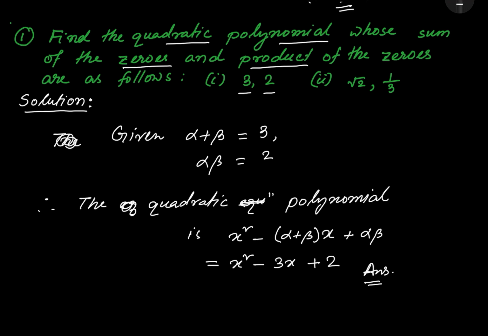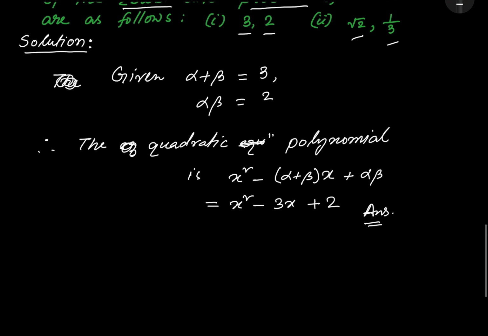Now here sum of the zeros is root 2 and product of the zeros is 1 by 3. That means the product of the zeros is given in fraction. So in that type of question, we'll use another formula. This is question number 2 and that was 1. So alpha plus beta equals root 2 and alpha beta equals 1 by 3.